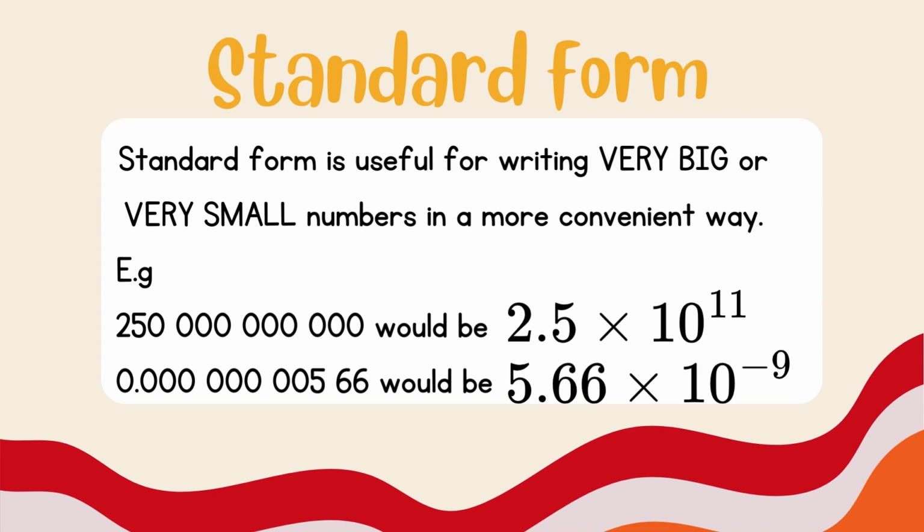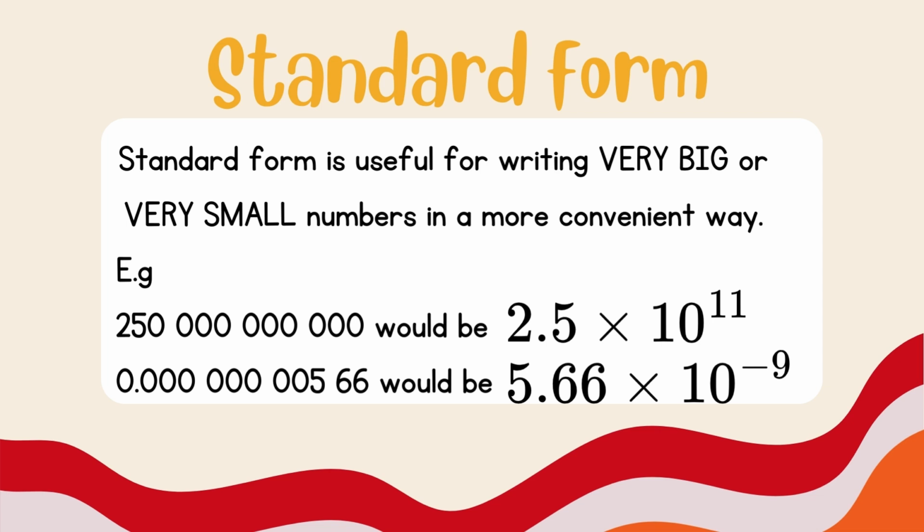So the decimal point stays between 2 and 5 because that gives us a number that is greater than 1 and less than 10. So for us to get the decimal point in between 2 and 5, we have to move it 11 places. This written in standard form will be 2.5 times 10 raised to the power of 11.